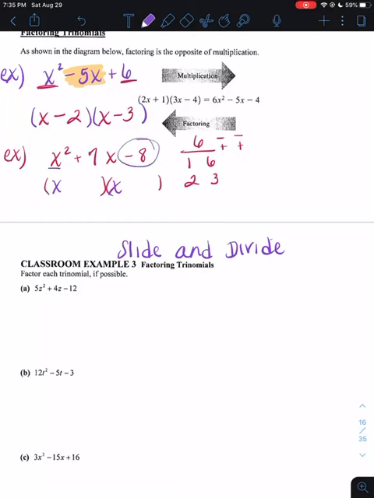Then I want to find the two numbers that multiply and give me a negative 8. Well, first of all, if it's negative, I have to have opposite signs. The only way you can multiply and get a negative is a positive number times a negative number. So my factors of 8 would be 1 times 8, 2 times 4. So I'm looking for the pair.